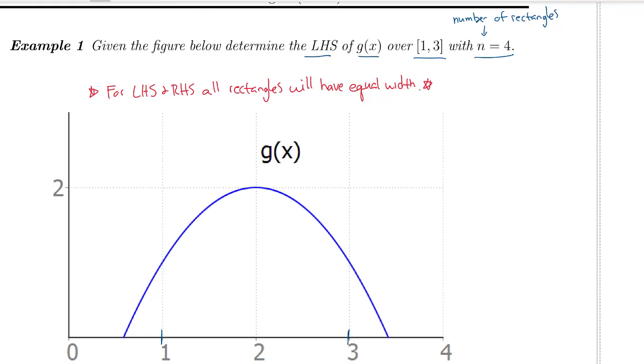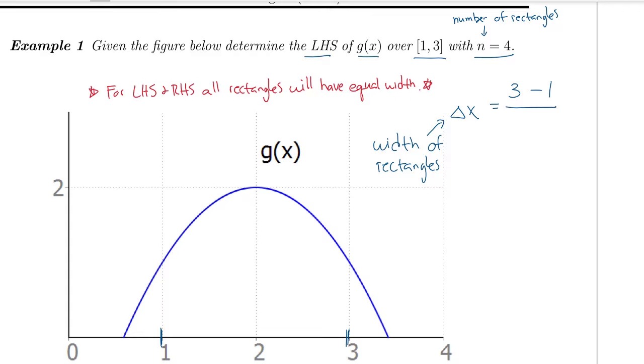So what we're working with is an interval from 1 to 3. So the length of our interval is going to be found by subtracting the endpoints, so 3 minus 1. And you see I've written delta x on the left-hand side. Delta x will always represent the width of our rectangle. So we'll need to calculate that because we want to fit 4 rectangles of equal size into this interval, so we need to know how wide we should draw them.